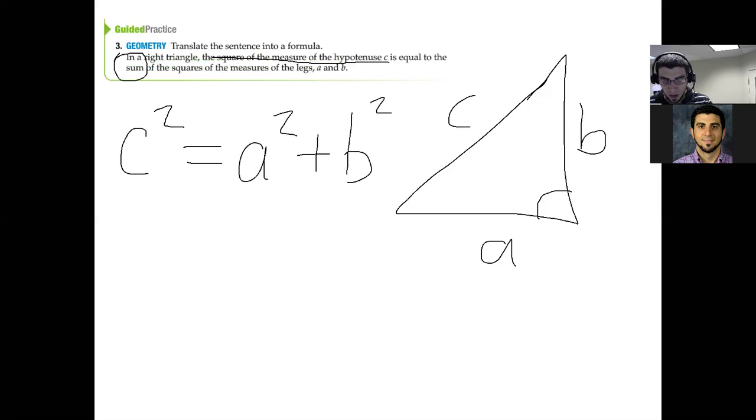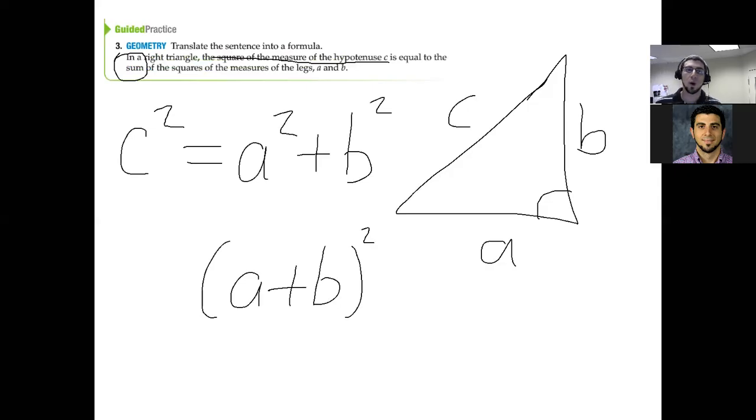Now, it's not the same as if you wrote A plus B squared. That's the square of the sum of the legs, okay? That's not the same thing. We want the sum of the squares of the legs. So in other words, you want to square each of them first and add them together, not add them together and then square the answer. You will not get the same answer if you had actual numbers in there.